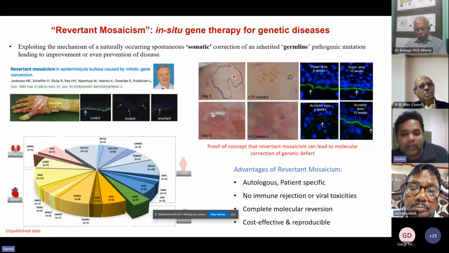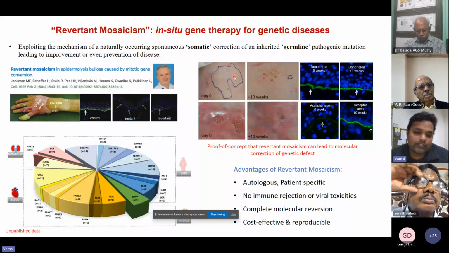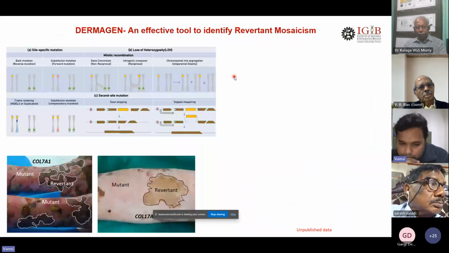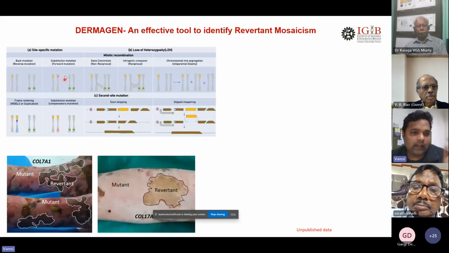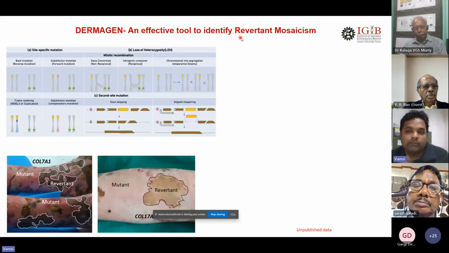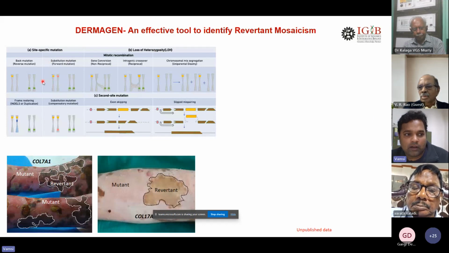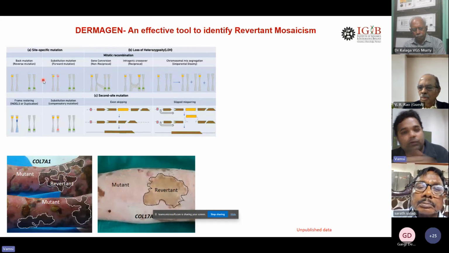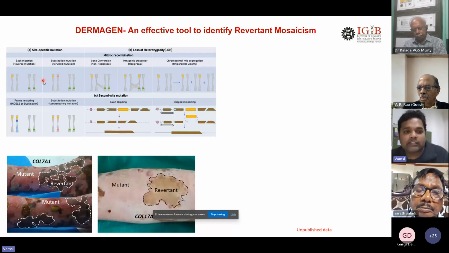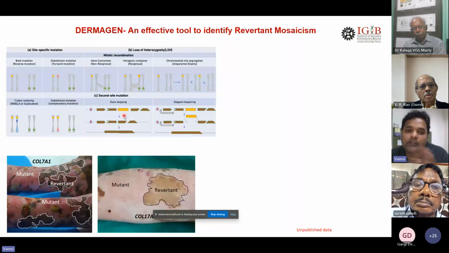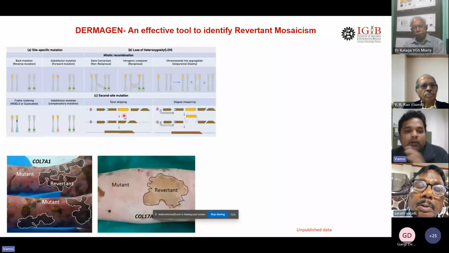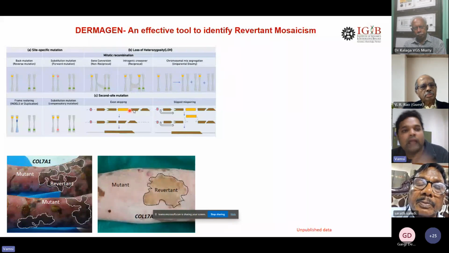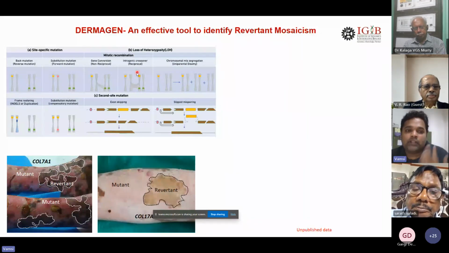So how can I identify revertant mosaicism more commonly is my question. And then we developed this tool wherein we identified that there are three possible mechanisms in which revertant mosaicism is happening. One is a site-specific manner in which either the mutation, that is A to G, became G to A, or C to T became T to C, or there was a second site mutation that was enabling a better, a short but functional transcript, either through exon skipping or slip mispairing. And then there are mitotic recombination events that are happening.